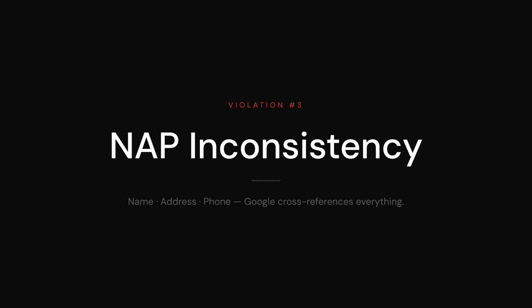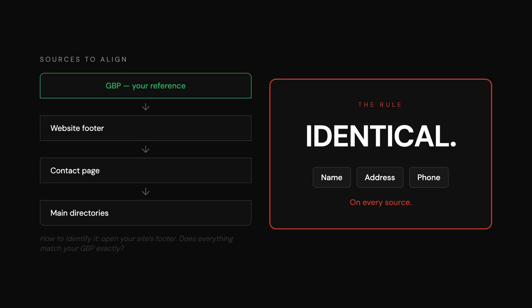The next violation is the NAP inconsistency. So the name, the address, and phone number, and Google cross-references everything. Okay, I think you guessed it. NAP stands for name, address, phone. Google cross-references your profile against your website, your directories, and other online sources.